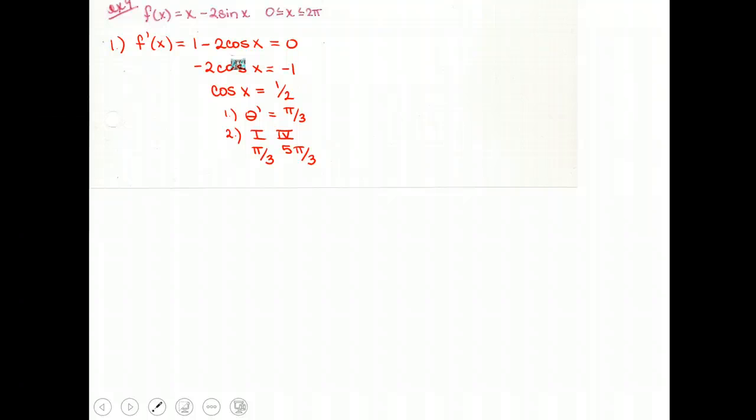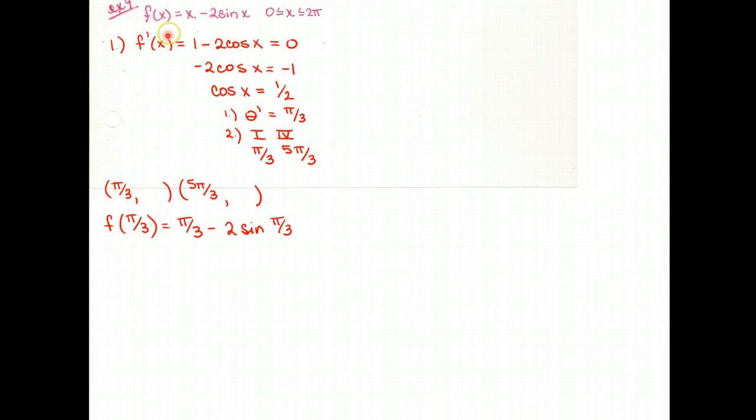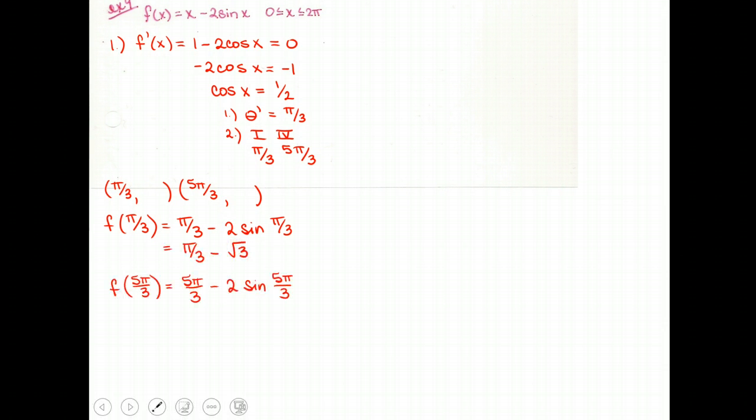All right, so now I have my x values. I got to plug them back in to find my y values, right? So let's start with pi over 3. If I take pi over 3 and I plug it back into the original function, that would be pi over 3 minus 2 sine pi over 3. So what's the sine at pi over 3? Square root of 3 over 2, right. So I'm going to do square root of 3 over 2 times 2, which would just give me square root of 3. So I'll get pi over 3 minus square root of 3.